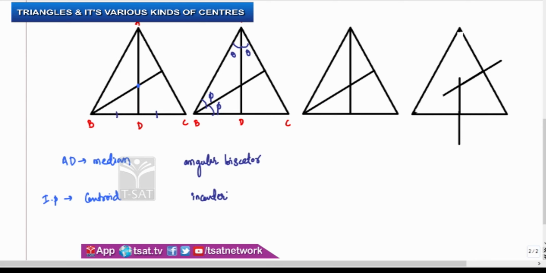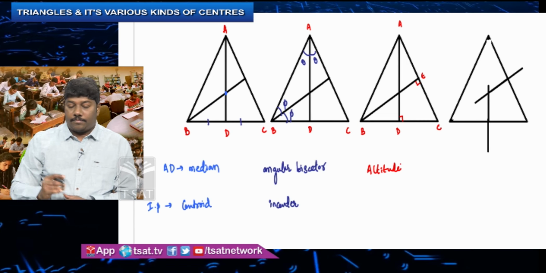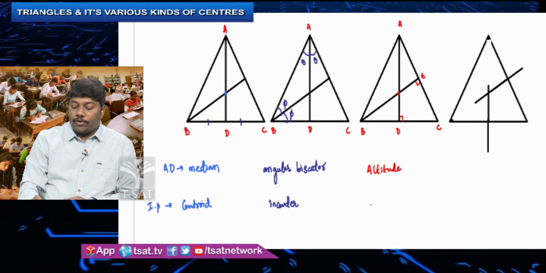Now look at the third figure. Here AD is perpendicular to the base BC. BE is also perpendicular to AC. So, you call it an altitude. And the intersection point of altitudes is called orthocenter.